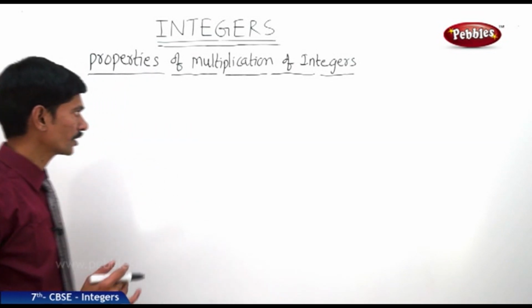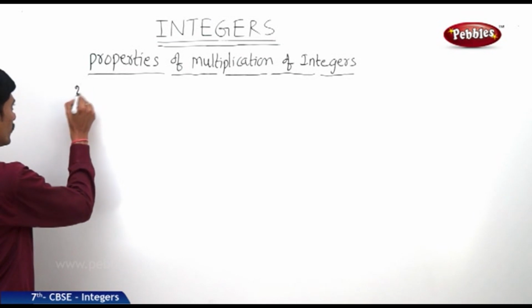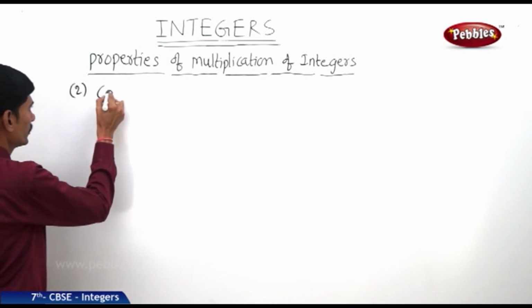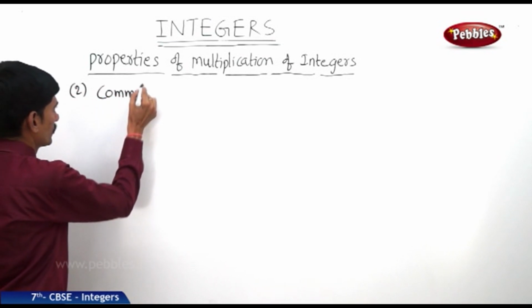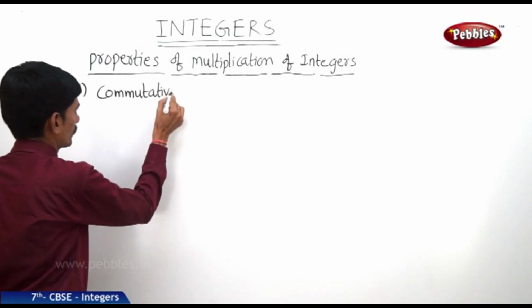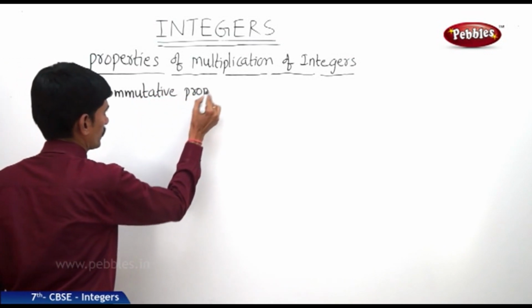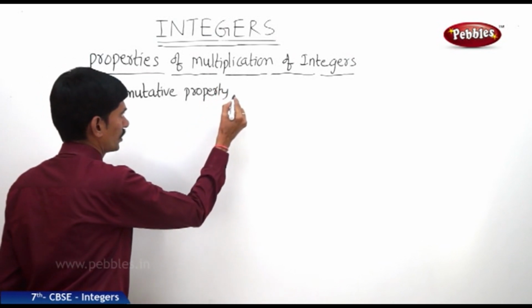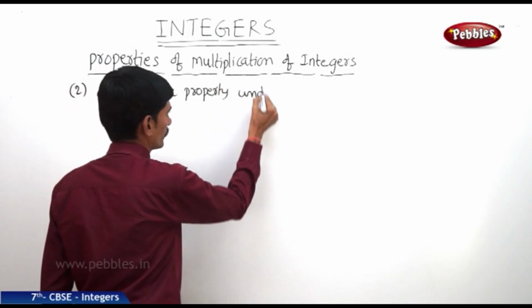Let us go to the next property, that is the commutative property under multiplication.